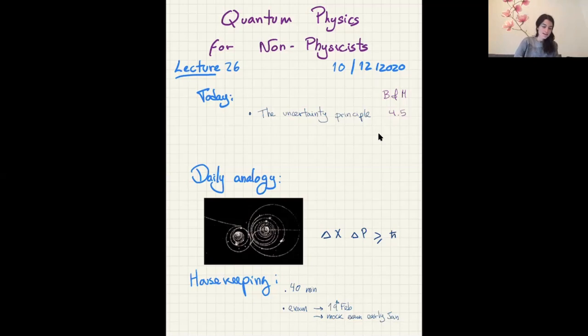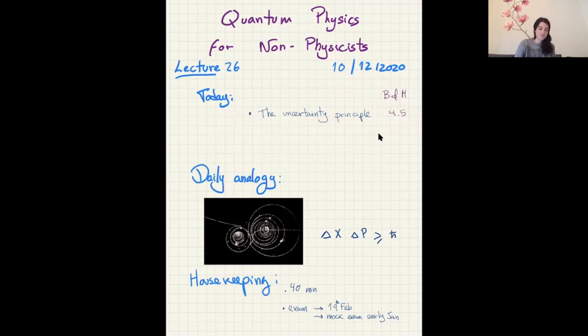All right, good morning and welcome to lecture 26 of Quantum Physics for Non-Physicists. Today's the 10th of December, and today we will put a break on thermodynamics and talk about something very basic in quantum mechanics, which is the uncertainty principle, which I'm sure you've heard a lot about. This follows chapter 4.5 of the book by Schumacher and Westmoreland.